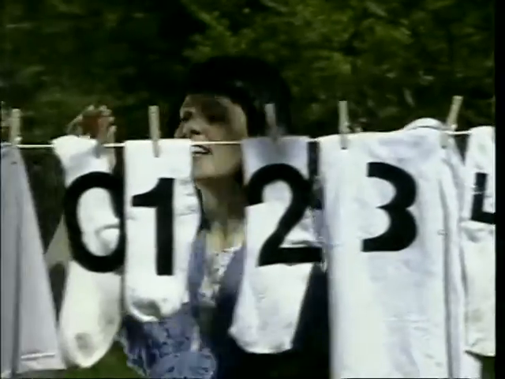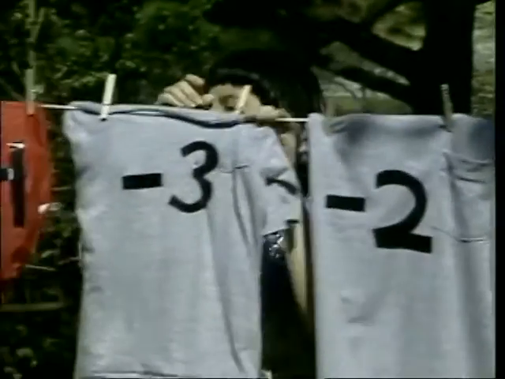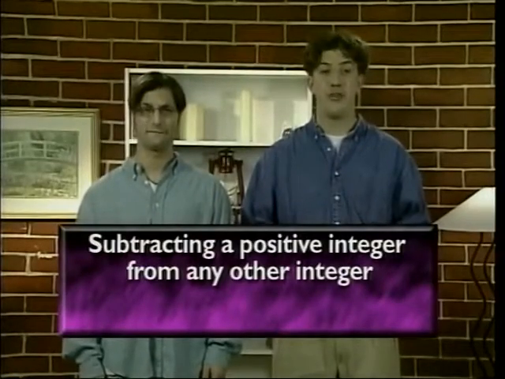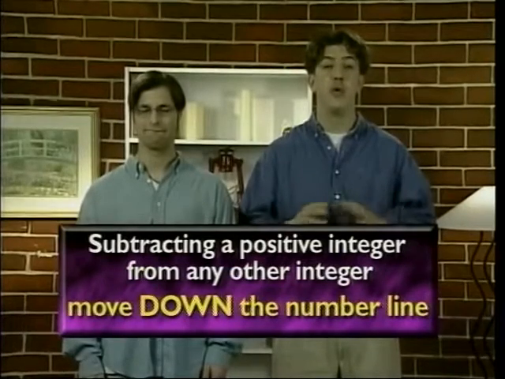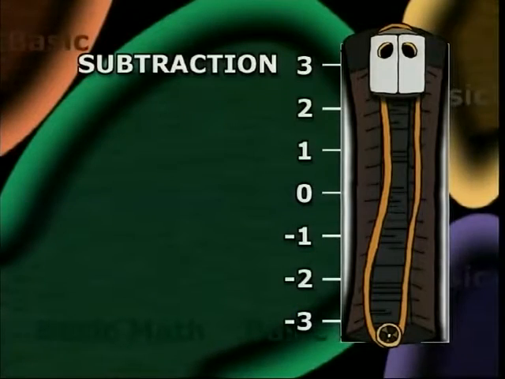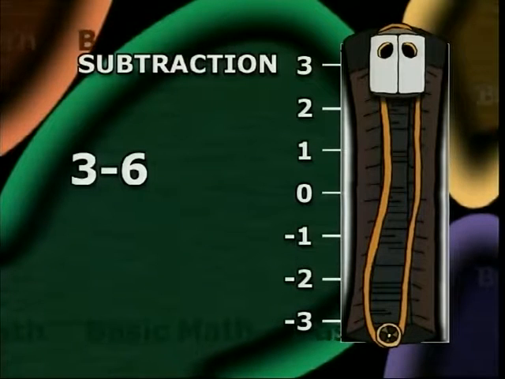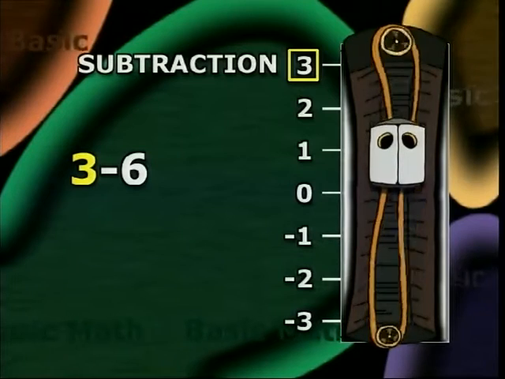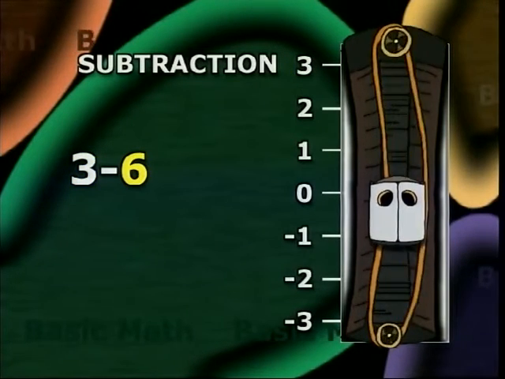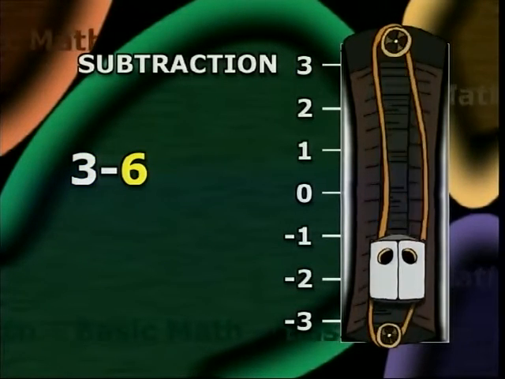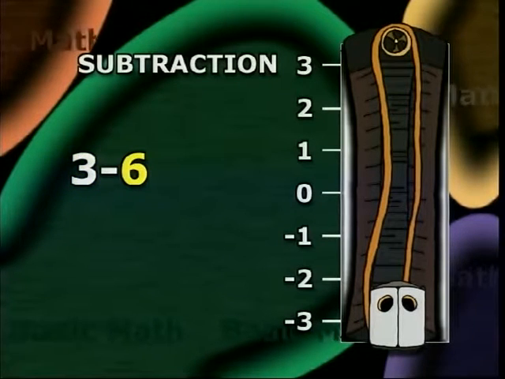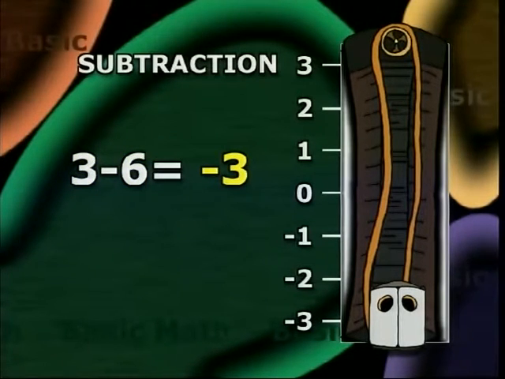Both the operations of addition and subtraction are best shown using the number line. When subtracting a positive integer from any other integer, you will be moving down the number line. 3 minus 6 means that you will start at 3 on the number line, or on the 3rd floor, and move down 6 floors. Notice that after moving down 6 floors, you are now at -3. You're in the basement again. So 3 minus 6 equals -3. That's all there is to it.